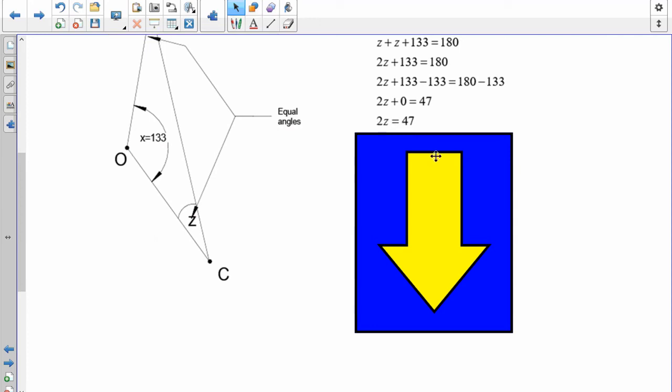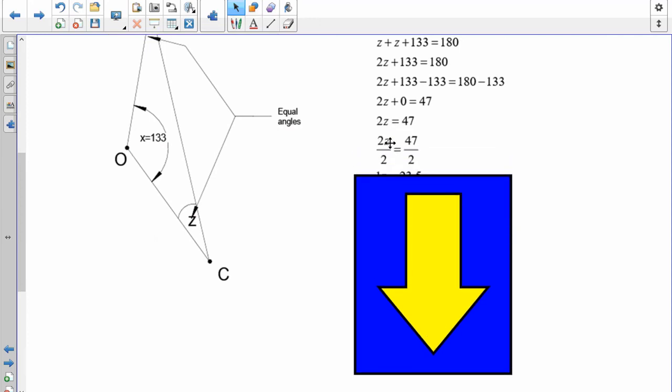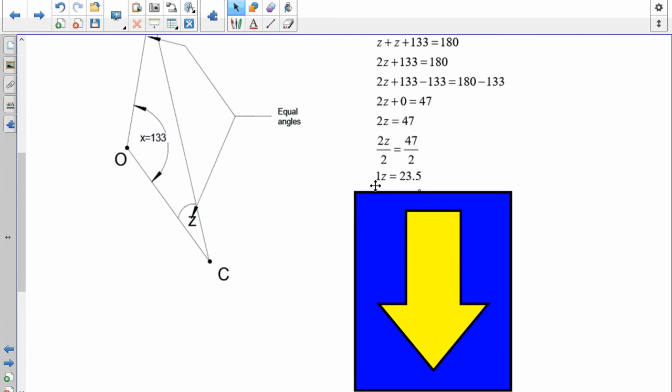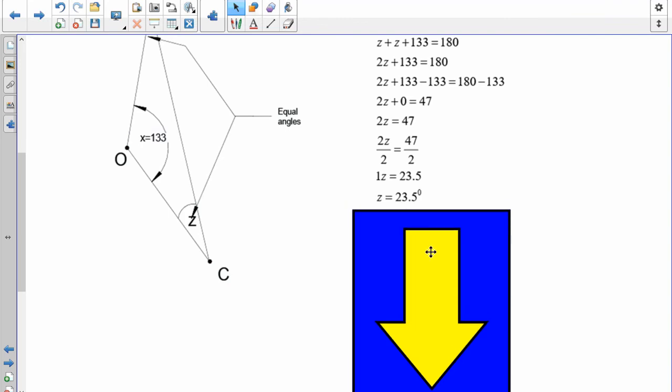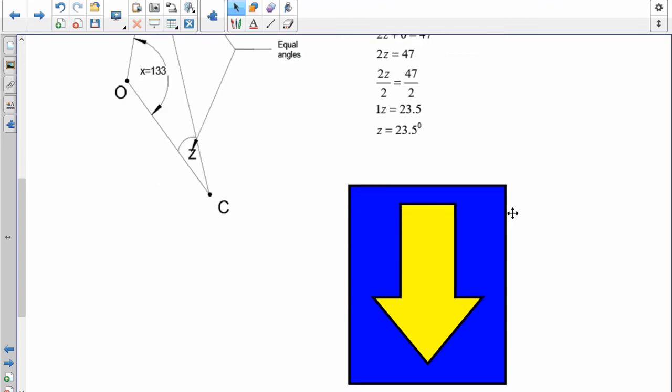Now, in order to get rid of the 2, I divide by what we're multiplying by. So this is 2 divided by 2. That's going to give me 1, leaving me with just 1z on the left-hand side. And 47 divided by 2 is 23.5. So that means that z is 23.5 degrees.